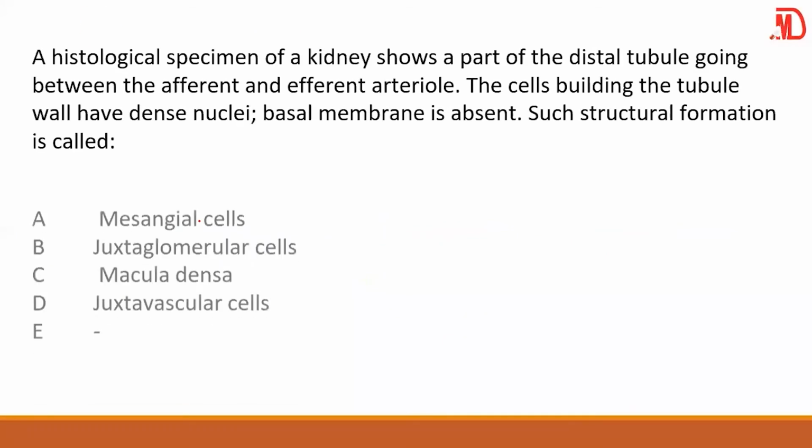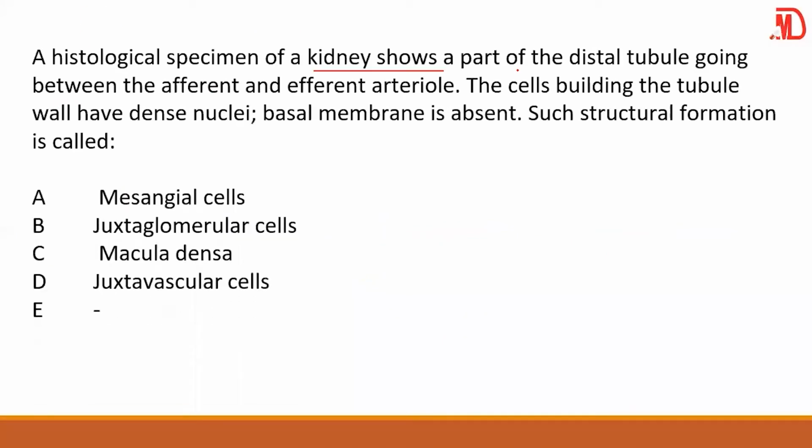We have a histological specimen of a kidney, which shows a part of the distal tubule going between the afferent and the efferent arteriole. Afferent, when we say afferent, that means going into, then efferent, leaving. So afferent arteries and then efferent arteries. Arteriole is the smallest part of the artery.